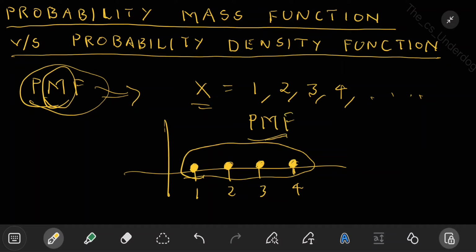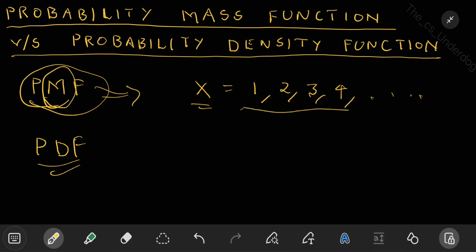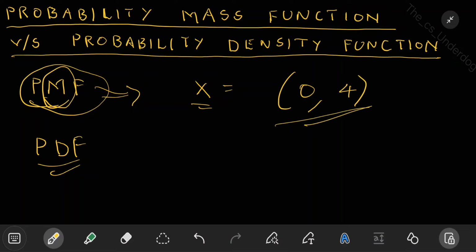And what about the probability density function? In the case of PDF, x is a continuous variable. It is not taking discrete values like this. Instead, you can find x in a range of values, let's say from 0 to 4. What is the probability that x lies in the range 0 to 4? In this case, it describes the density of probability over a continuous range of values.